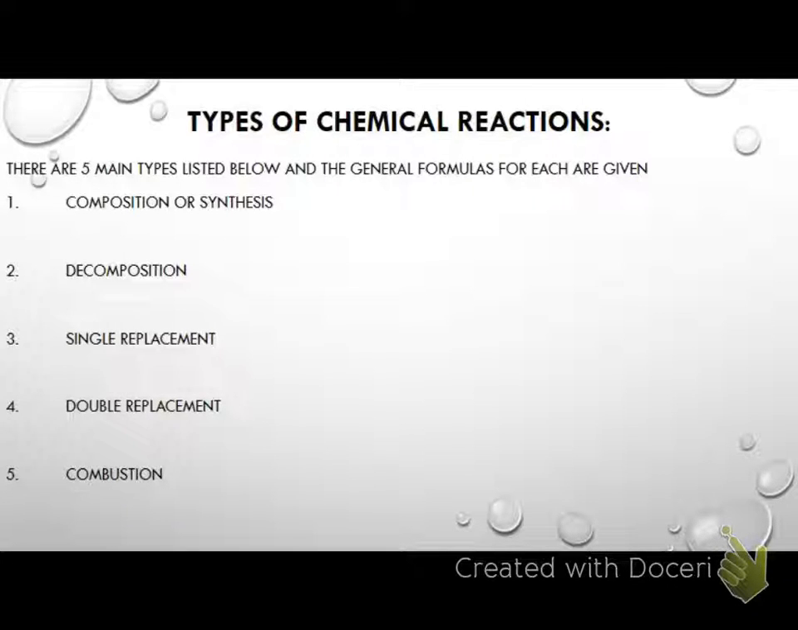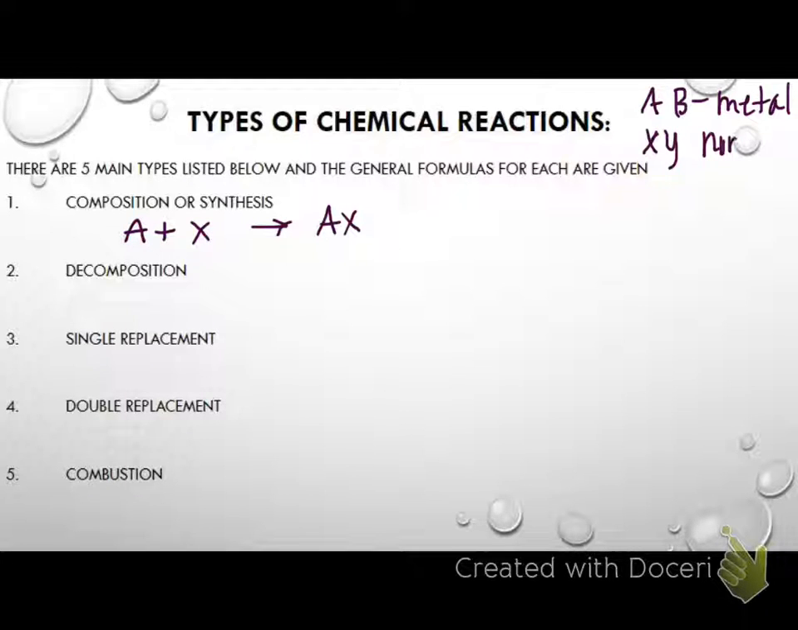The first type we're going to talk about is called composition or synthesis. Sometimes you might see it as combination, but basically you're going to start with 2 things and make one thing. A general formula is A plus X makes AX. So we're composing it, or synthesizing it. In this little key, we're going to use A and B to represent metals, and X and Y to represent nonmetals, just as our little code there.